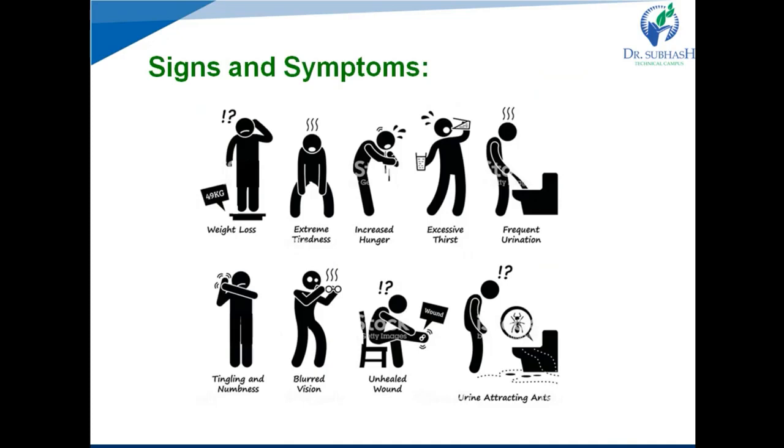So we can say that due to all these processes, the signs and symptoms of diabetes are weight loss, extreme tiredness, increased hunger, excessive thirst, frequent urination, neuropathy meaning tingling and numbness, blurred vision, unhealed wounds, and urine attracting ants.